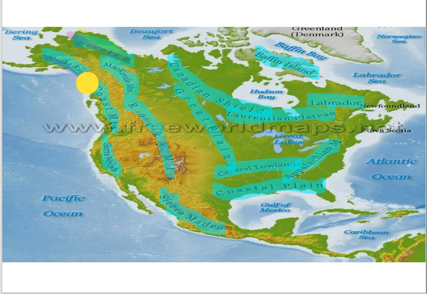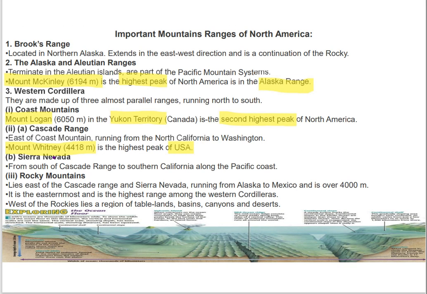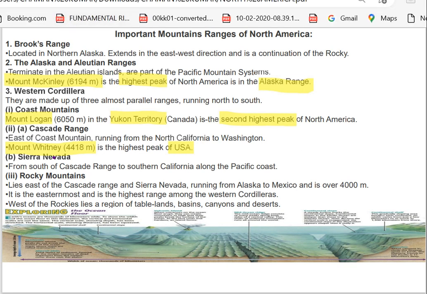Okay, next one is the Alaska Mountain Range, the McKinley Mountain Range. Here it is. Here is the Coastal Mountain Range. Thereafter Sierra Nevada, then Sierra Madre, and the Aleutian Mountain Range situated here. Okay, so we can see. Next is the Brooks Range.